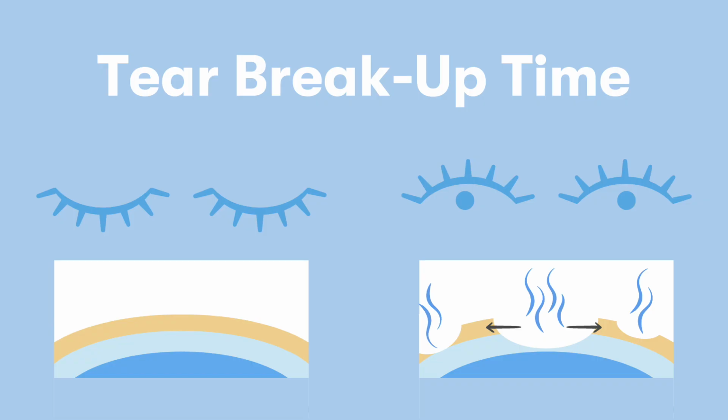Next, we'll measure the TBUT, or the tear breakup time. Your tear breakup time is a measure of how fast your tears evaporate. Every time you blink, your tears are redistributed across your eye surface in a thin coating known as the tear film. In between blinks, this coating will break up and tiny dry patches will develop.